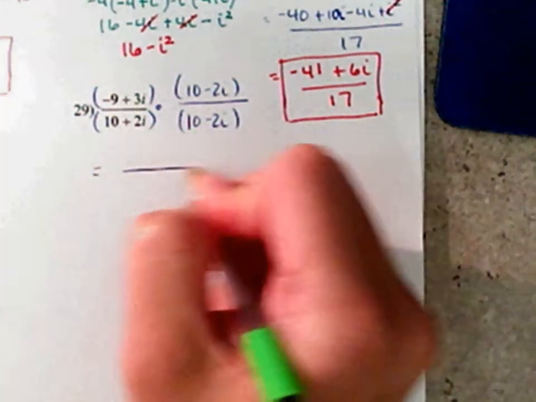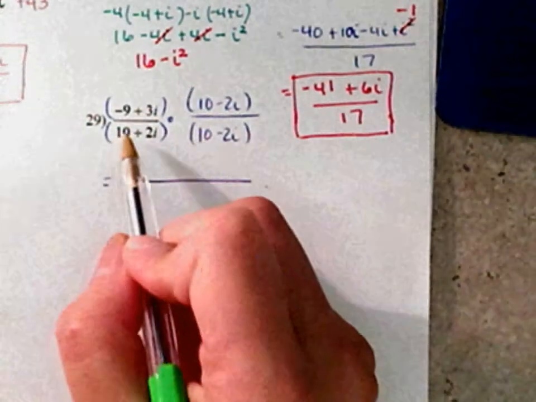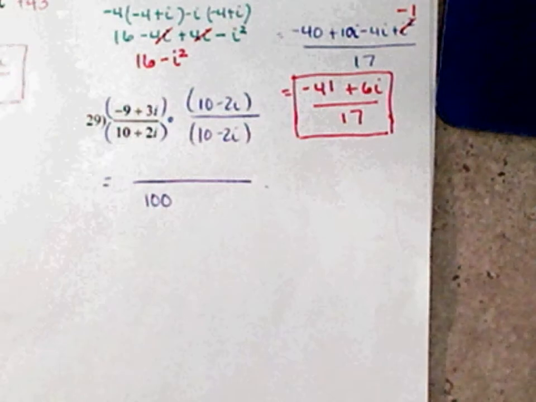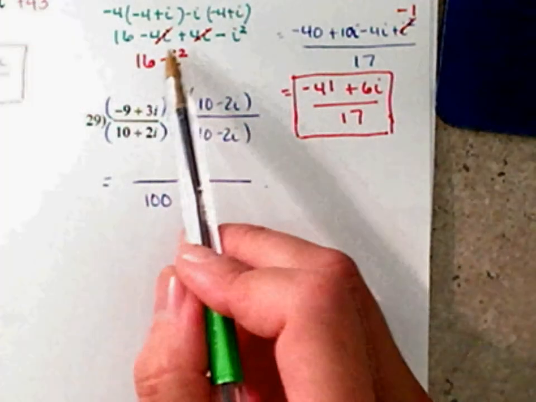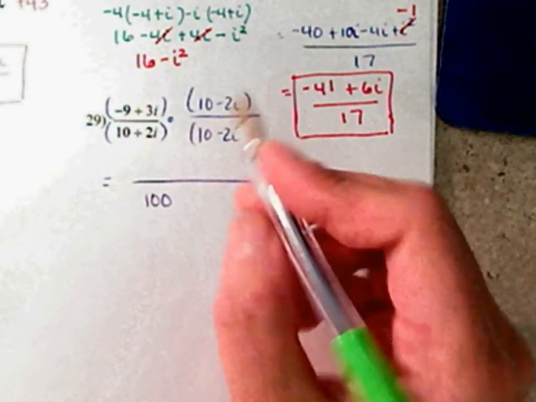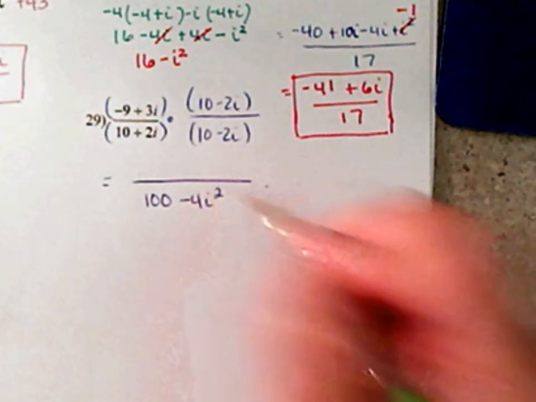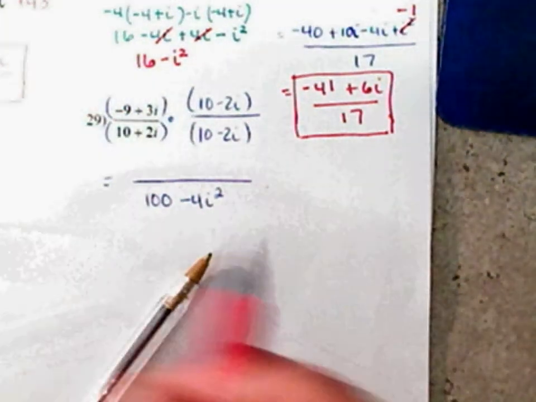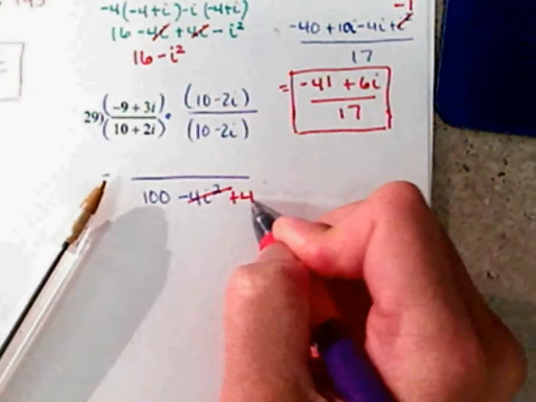Let's carry out the denominator first. 10 times 10 is 100. Now, I know that middle term is going to cancel. Keep going back to that. So I can just go 2i times negative 2i is negative 4i squared. Okay? And this right here becomes plus 4.